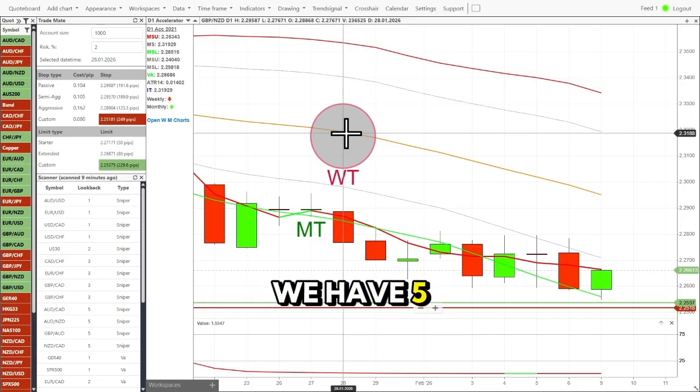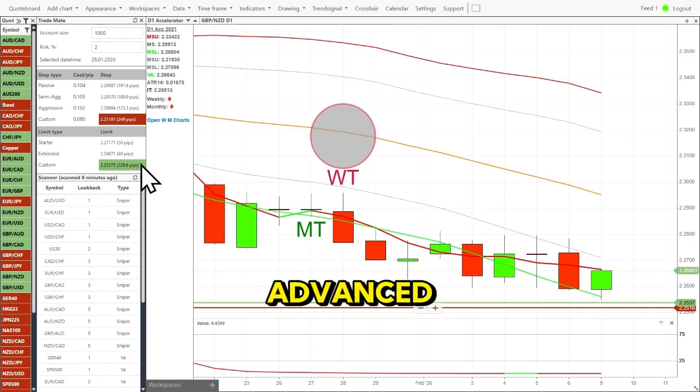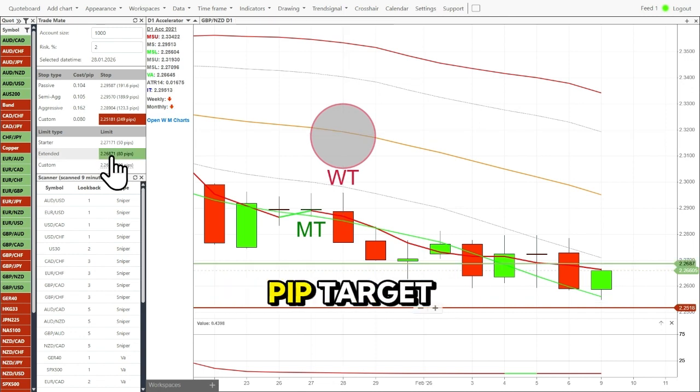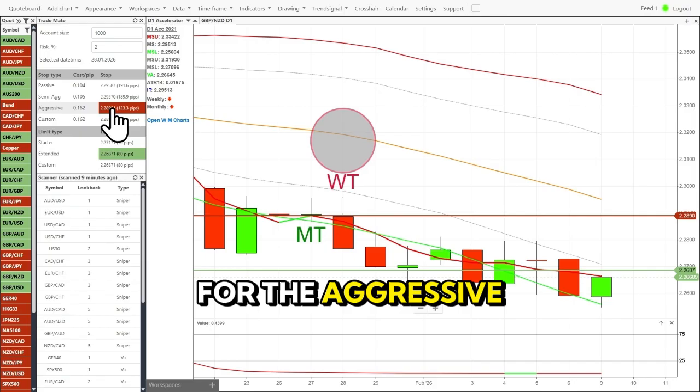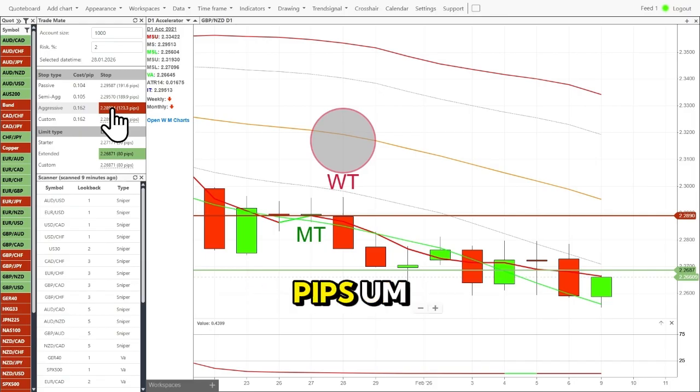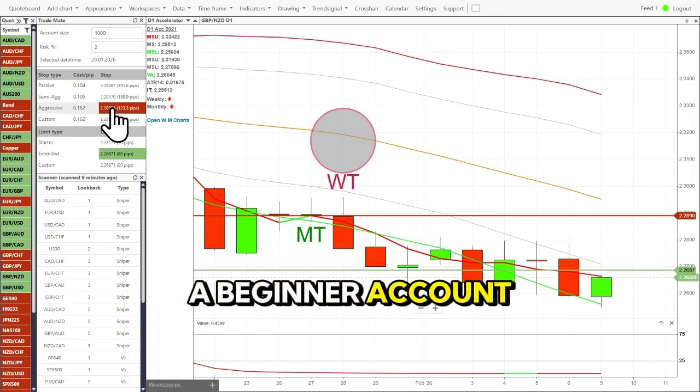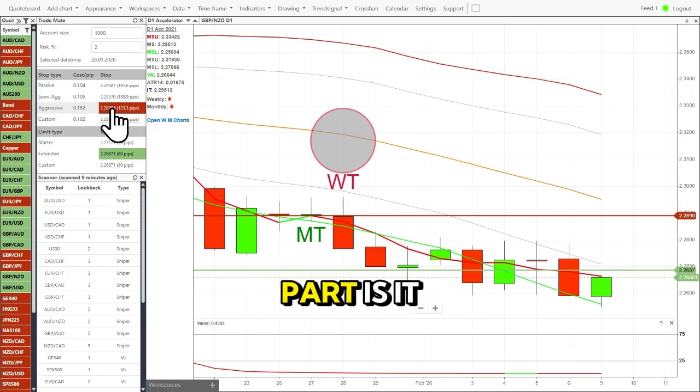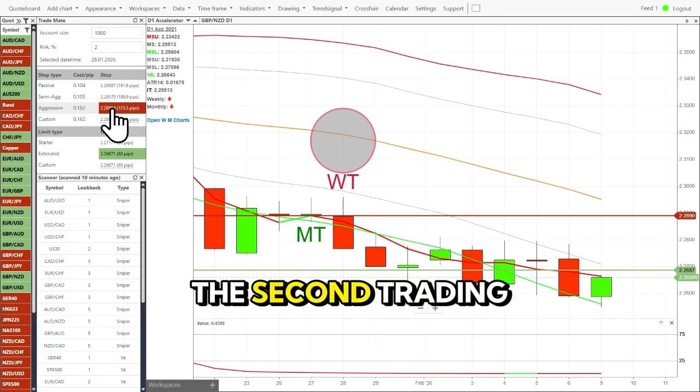So essentially, we have 5 out of 7 of the indicators telling us that this could be a really strong trade. And when you have that many, it's usually best to go for an extended target initially, and then you can adjust as the trade requires. So in this case, someone who's a little bit more advanced, they go initially for the 80 pip target. They then go for the aggressive stop at 123 pips. So look, if you're trading on a beginner account, it's 80 quid. And the best part is it was done within the second trading day.